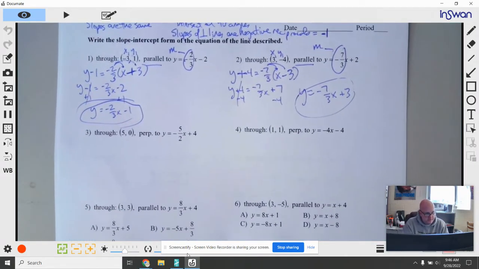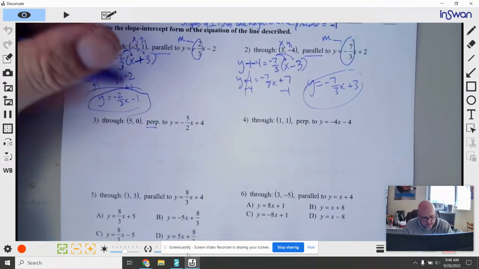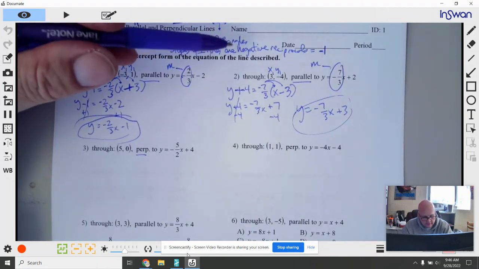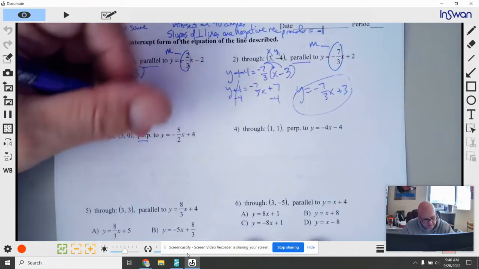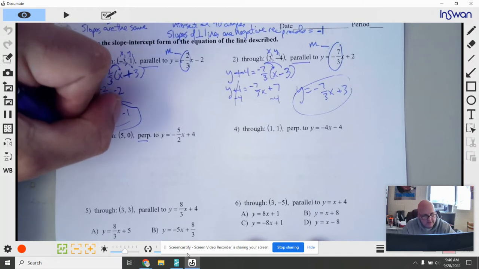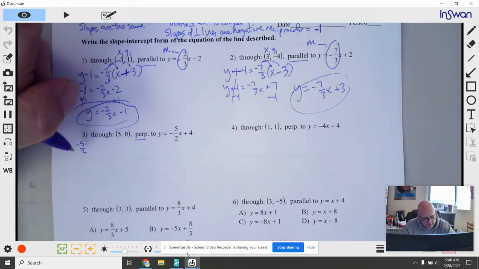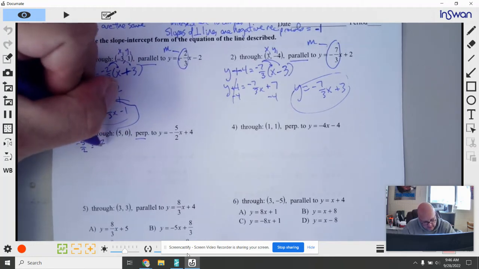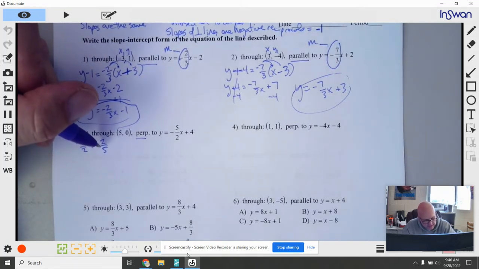Okay, number 3. Number 3 is the first time that we see one that says perp, which stands for perpendicular. We talked about above where slopes of perpendicular lines are negative reciprocals. So what I want to do first is pull that slope out, -5/2. And when I say it's a negative reciprocal, I mean it's the opposite reciprocal. So the reciprocal of negative 5 halves would be 2/5, but because it's the opposite, this one has to be a positive.